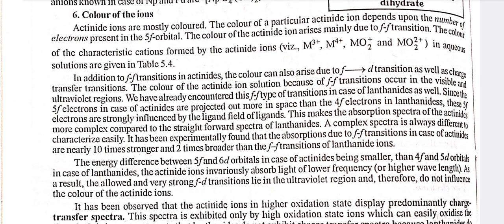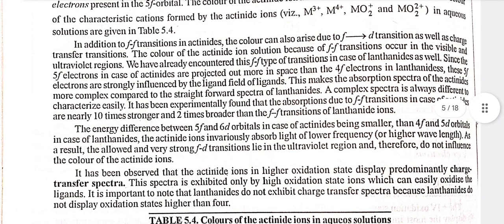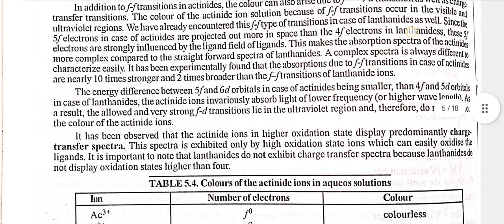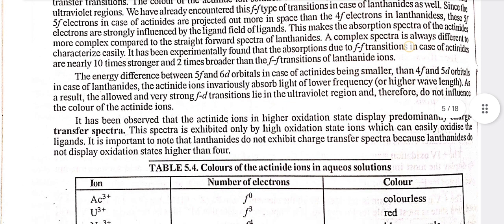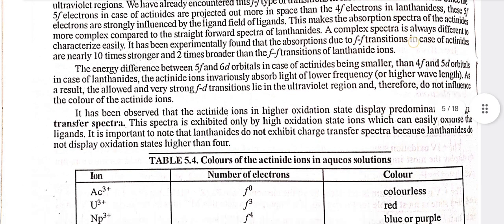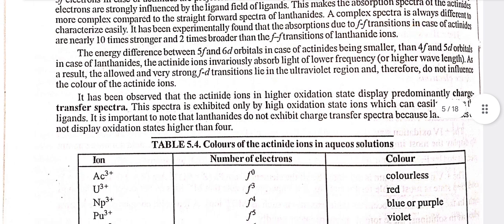A complex spectrum is always difficult to characterize easily. It has been experimentally found that the absorption due to f-f transitions in actinides is nearly 10 times stronger and 2 times broader than f-f transitions in lanthanides. It has been observed that actinide ions in higher oxidation states display predominantly charge transfer spectra.